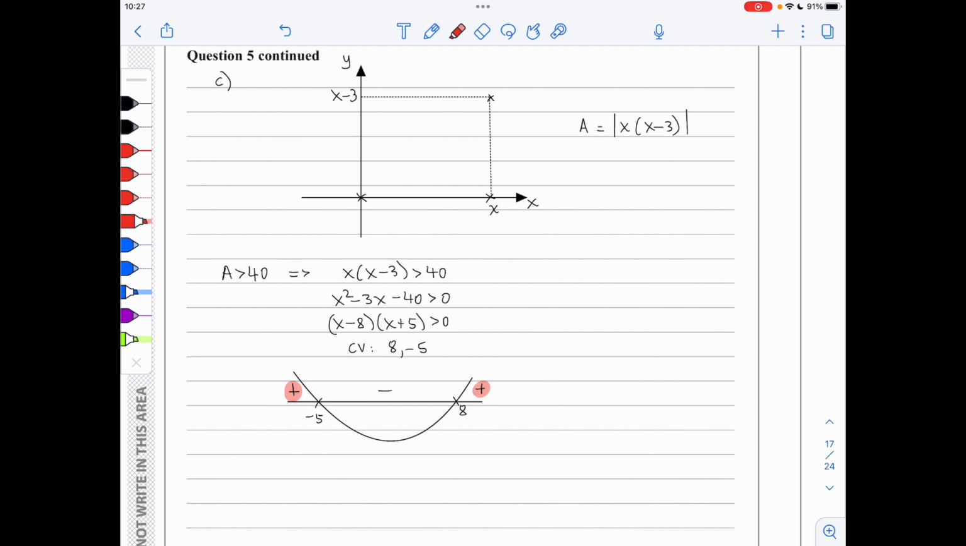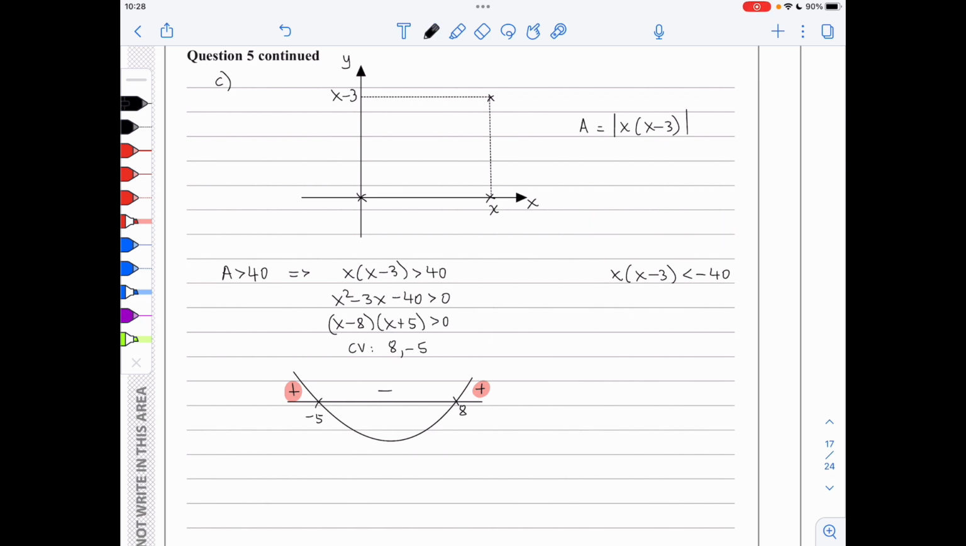And before I proceed on this part here, there's also the chance that x times (x minus 3) is less than negative 40, which means that the left hand side will give me numerically a value that is less than negative 40, for example minus 45, and so the area in this case will simply be 45. So I also need to investigate this possibility.